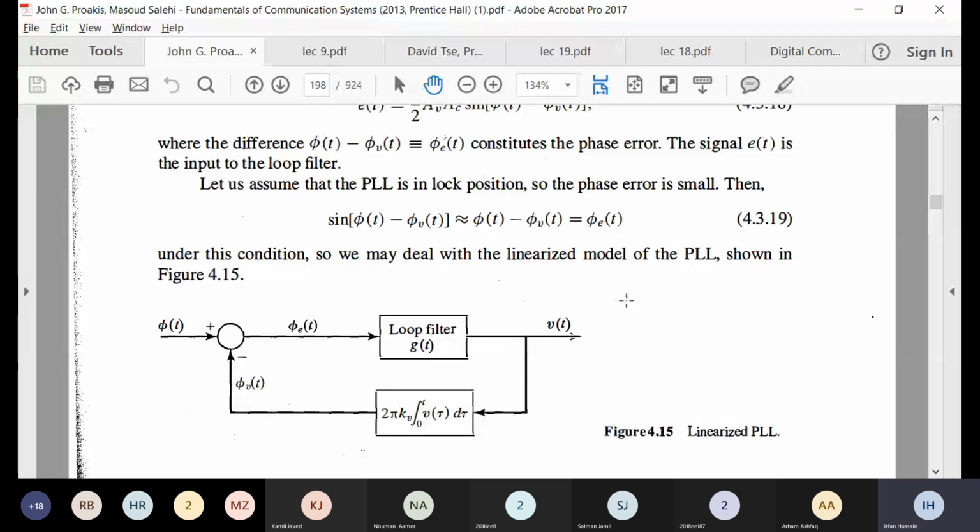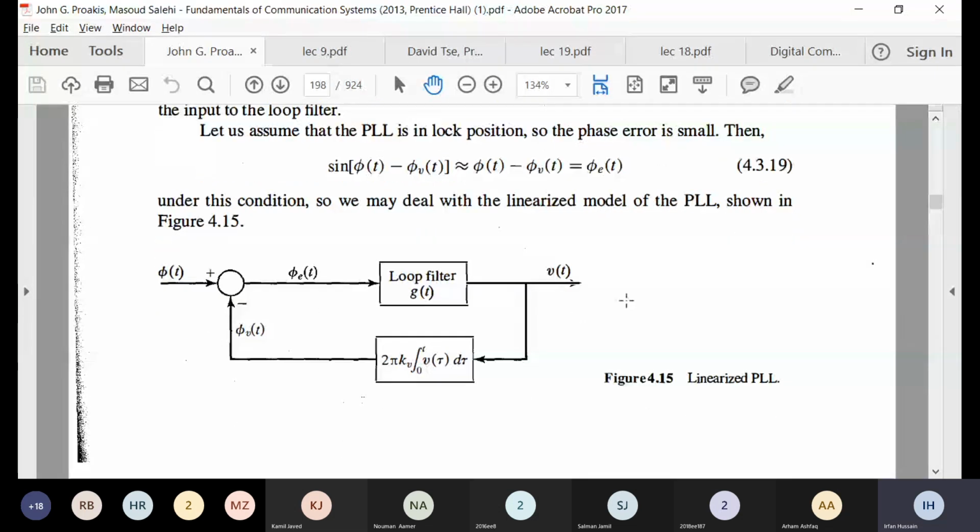And our phase lock loop can be simplified as follows: you have an error signal that goes to the loop filter, gives you a control voltage, which passes through an integral. So we are just talking in terms of the message signal, which is actually present all in the phase. So v(t) comes out, it goes into an integral, and gives me phi_v(t). The difference gives me phi_e, the error. Again, loop filter and so on and so forth. Our phase lock loop is in the lock position.